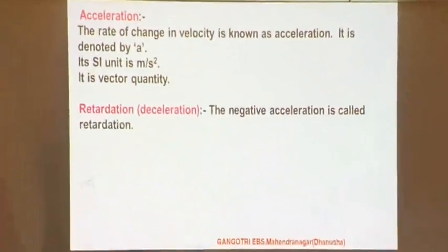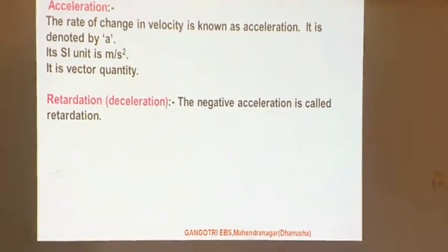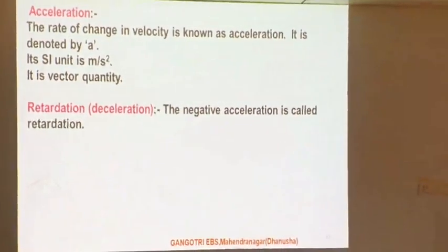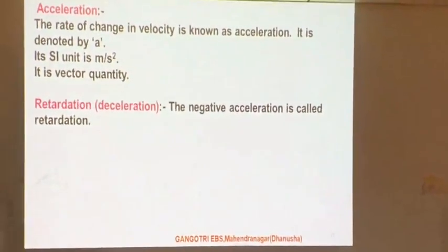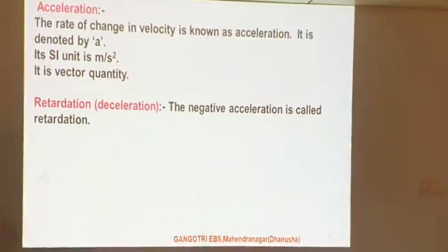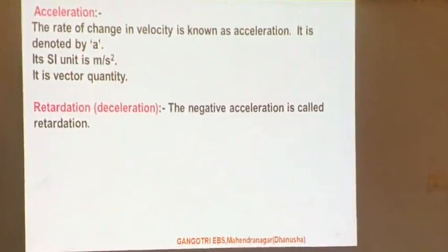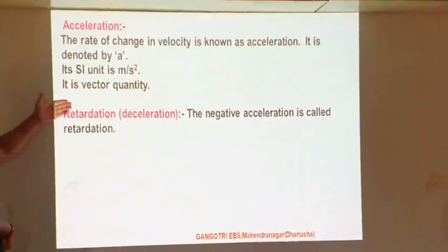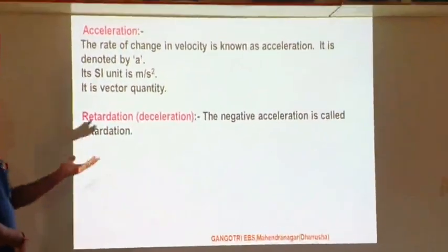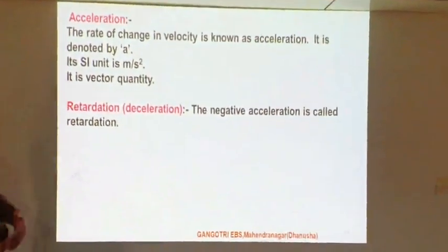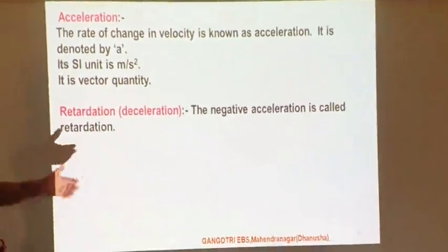Now acceleration. The rate of change in velocity is known as acceleration. It is denoted by small a and its SI unit is meter per second square, and it is a vector quantity. Now retardation means deceleration. Negative acceleration is called retardation.